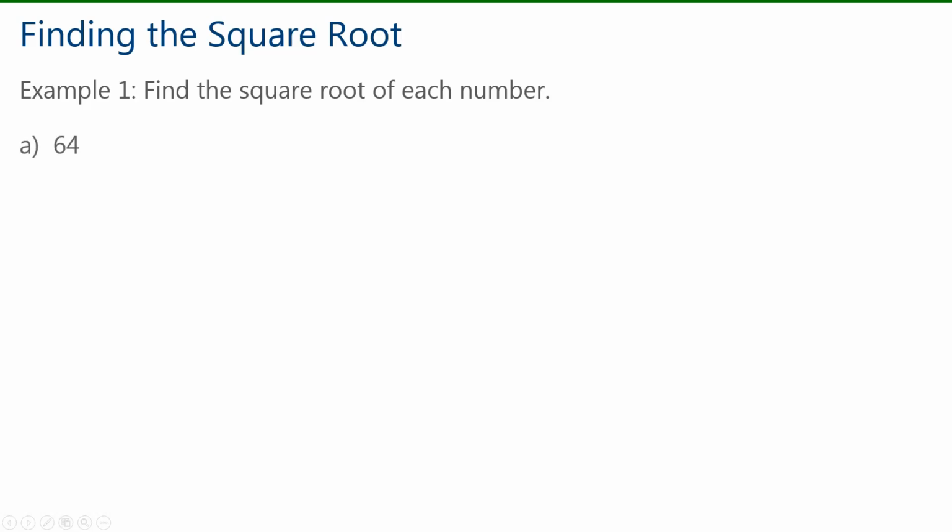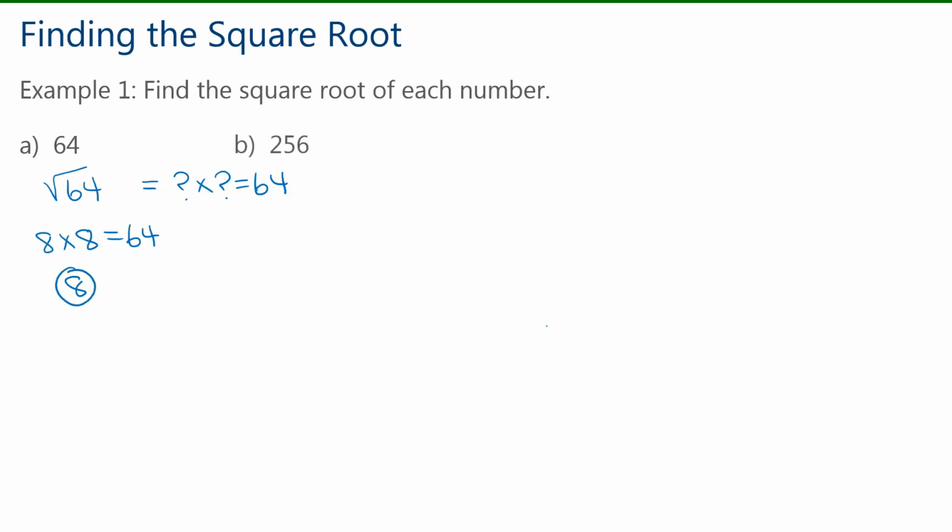Find the square root of each number. So to find the square root of 64, I think what number multiplies by itself to give 64? Well, 8 times 8 is 64. So that means the square root of 64 is 8. For example B, what number multiplies by itself to give 256? 16 times 16 is 256. So 16 is the square root of 256.